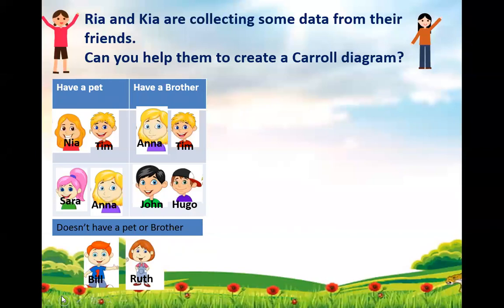Now, Ria and Kia are collecting some data from their friends. Can you help them to create a Carroll diagram? Information given are have a pet, Nia and Tim. Have a brother, Anna and Tim. Have a pet is Sarah, Anna, and having a brother, John, Hugo. Does not have a pet or brother is Bill and Ruth.